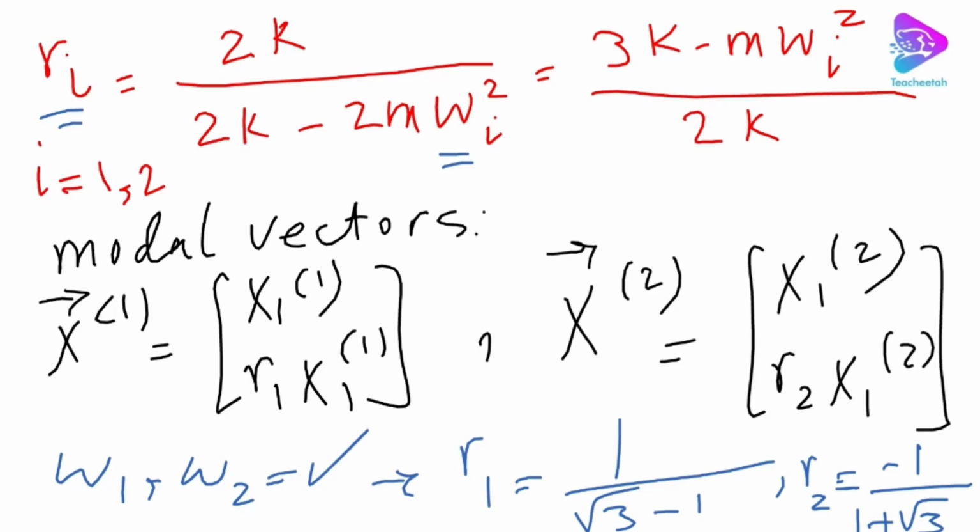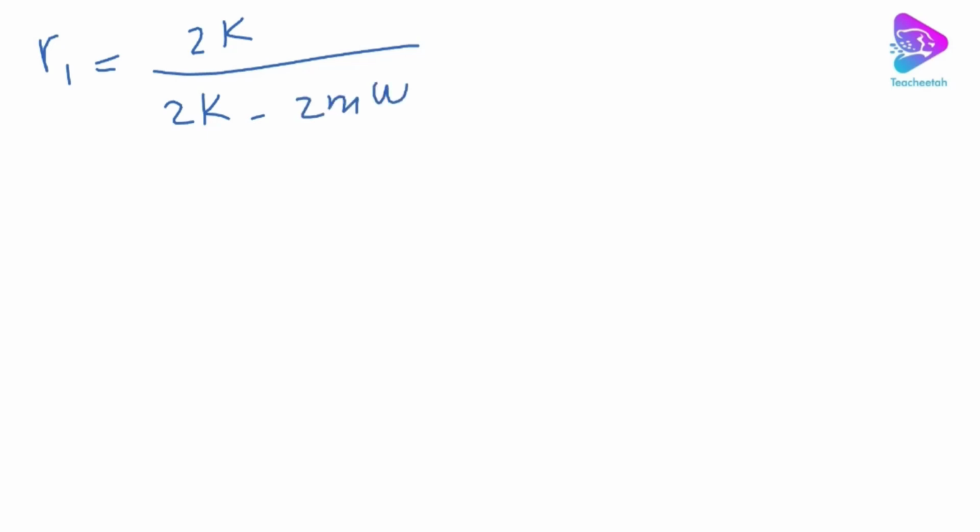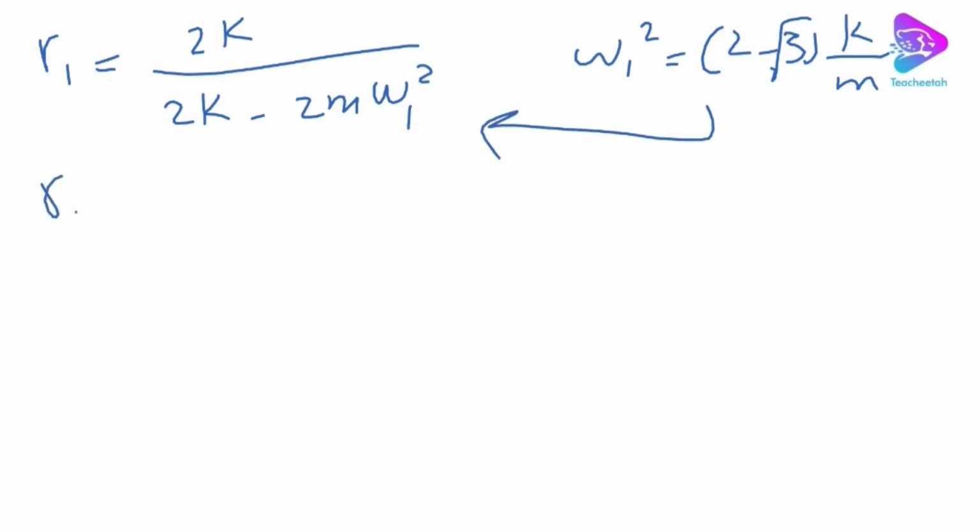Let's repeat it, for example, for r1. We find r1 equal to 2k divided by 2k minus 2m omega 1 squared, and omega 1 squared was equal to, I'm sure you remember, 2 minus square root of 3 k over m, right? So we plug it in this equation, and then we can find r1 as 1 over square root of 3 minus 1, and this is basically a positive number.